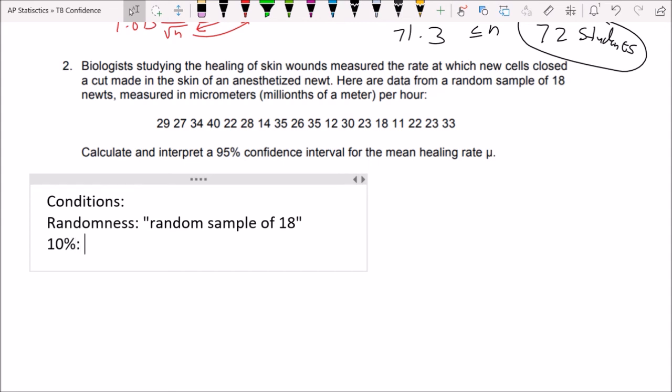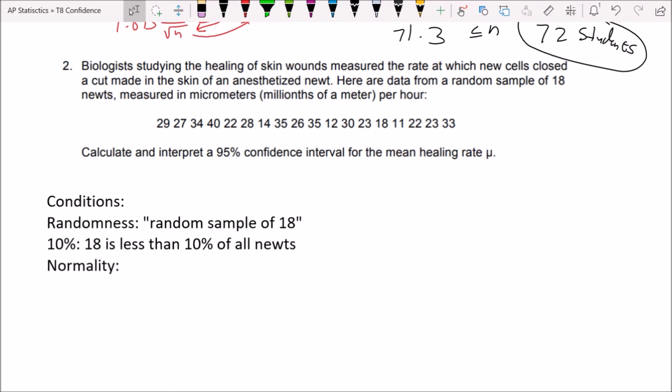So 10%, they measured 18 newts. We would probably say 18, what is the population? I guess it's just newts. Okay, so 18 is less than 10% of all newts. And what about normality?